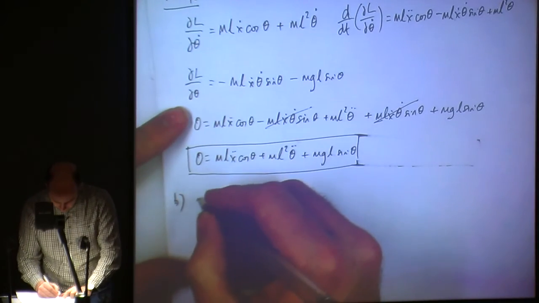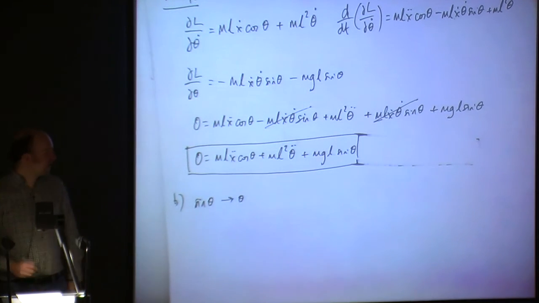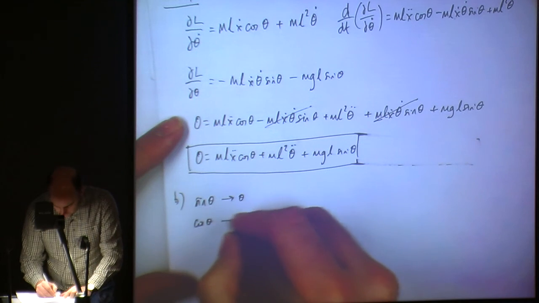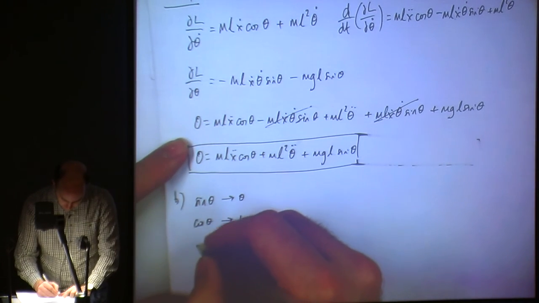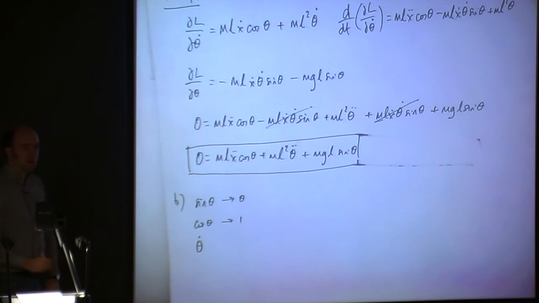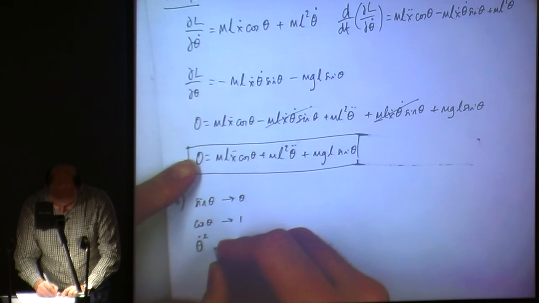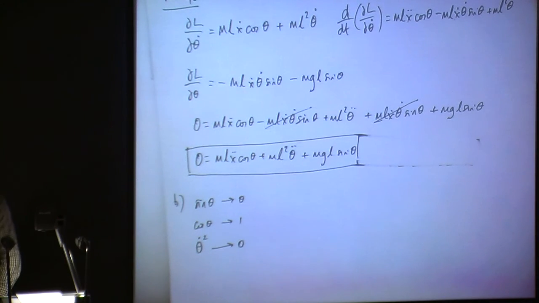Small angles means that sine of theta is equal to theta. Cosine of theta is equal to 1. And the other thing we're going to say is that if theta is small, then the velocity is likely to be very small. And so the square of something very, very small is even smaller, teeny weeny. So we're not going to worry about theta dot squared. That's equal to 0. So those are the approximations I'm making.